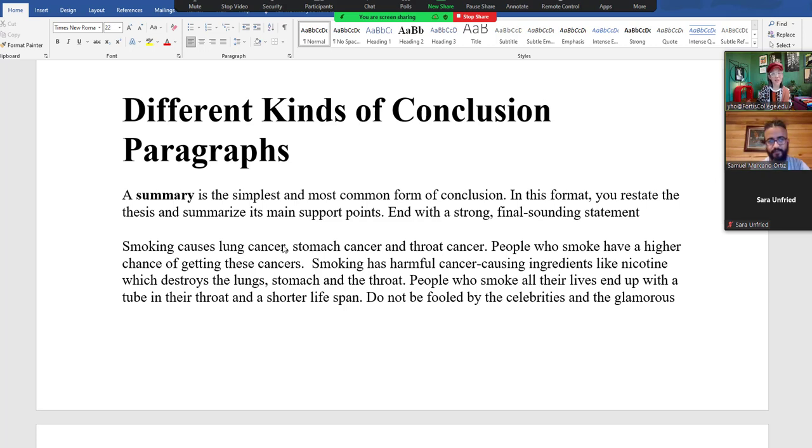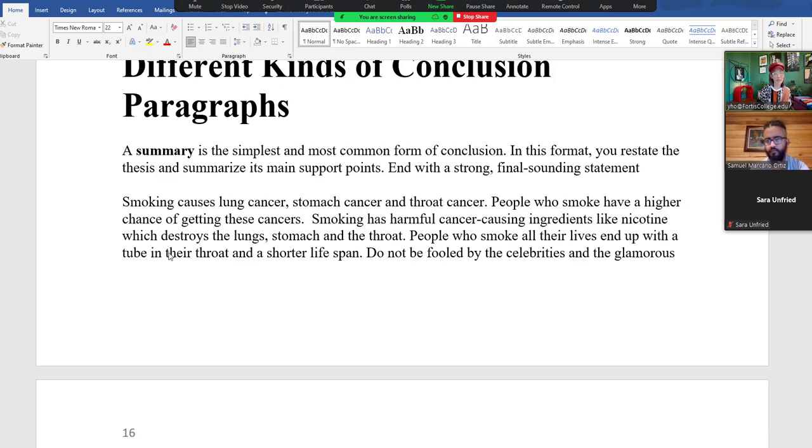Conclusion paragraph, now that I haven't done. We did mainly body paragraphs. So far, I've only taught you summary conclusion paragraph. In a summary conclusion paragraph, that is the simplest and most common form of conclusion. In this format, you simply restate the thesis in the first sentence, and then you summarize the main points of your essay and end with a strong final sounding statement. And so a summary paragraph is so far what you've been writing.